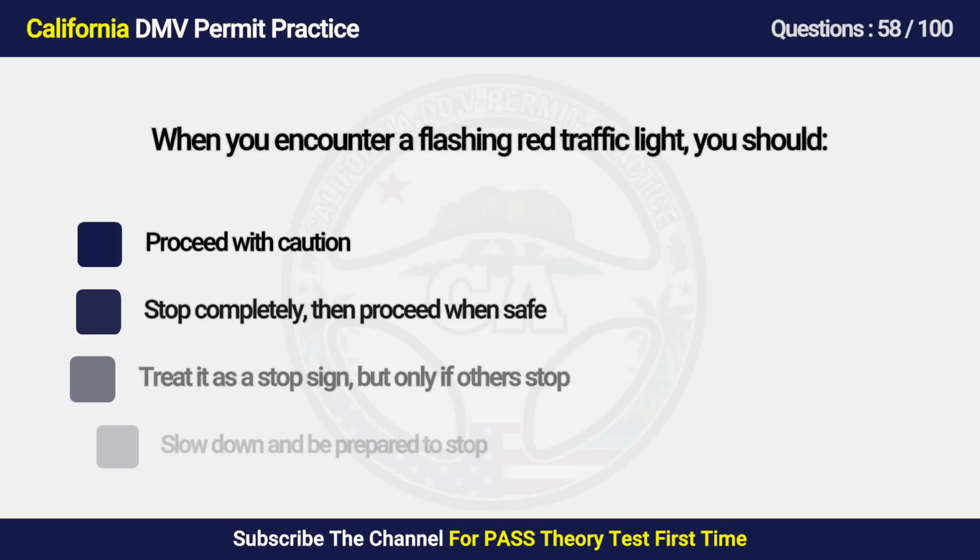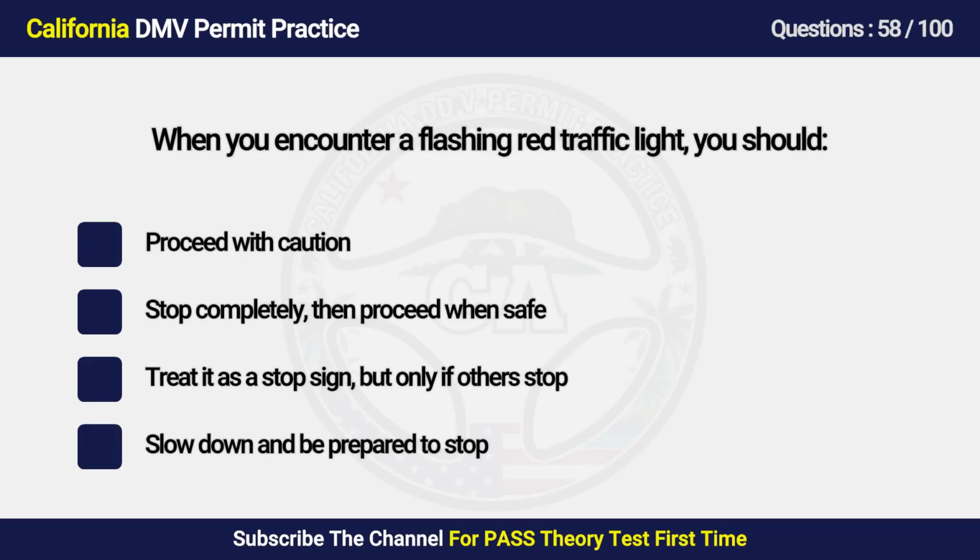Question 58. When you encounter a flashing red traffic light, you should A. Proceed with caution. B. Stop completely, then proceed when safe. C. Treat it as a stop sign, but only if others stop. D. Slow down and be prepared to stop.